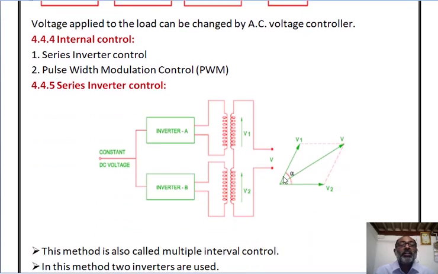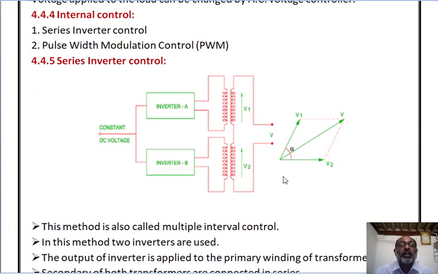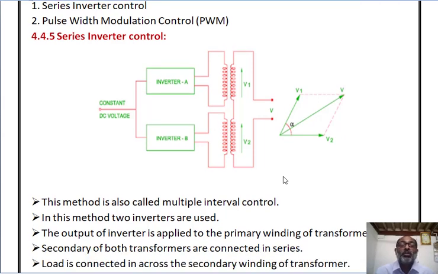Now next, internal control. There are two types of internal controls, that means it is inbuilt in the inverter. First is series inverter control, and second, pulse width modulation control, also called the PWM control method. First, let me see series inverter control.